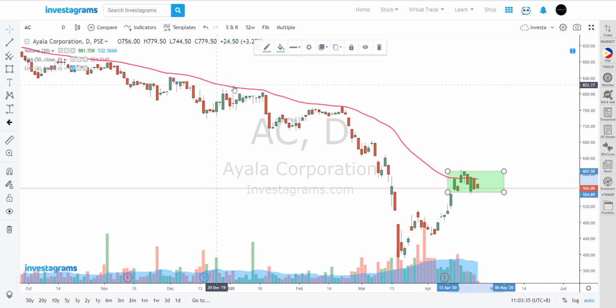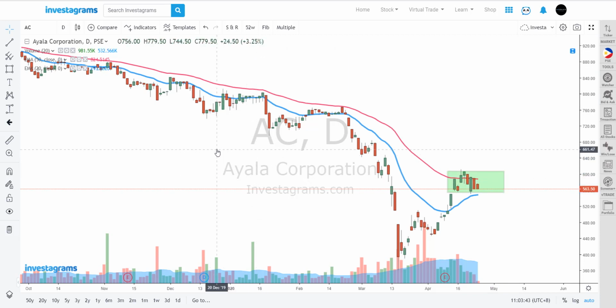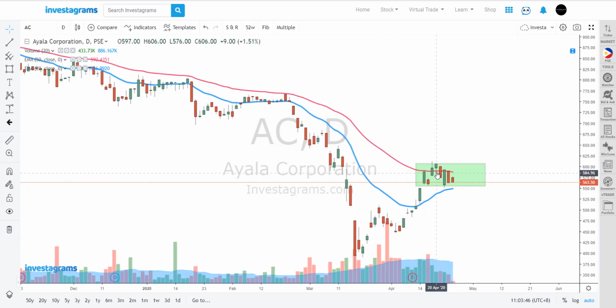And then looking at our trend filter, it's below the 50-day EMA. On the 20-day, it's still above. So there's still short-term momentum, but it's having a hard time going above our medium-term trend filter, right?